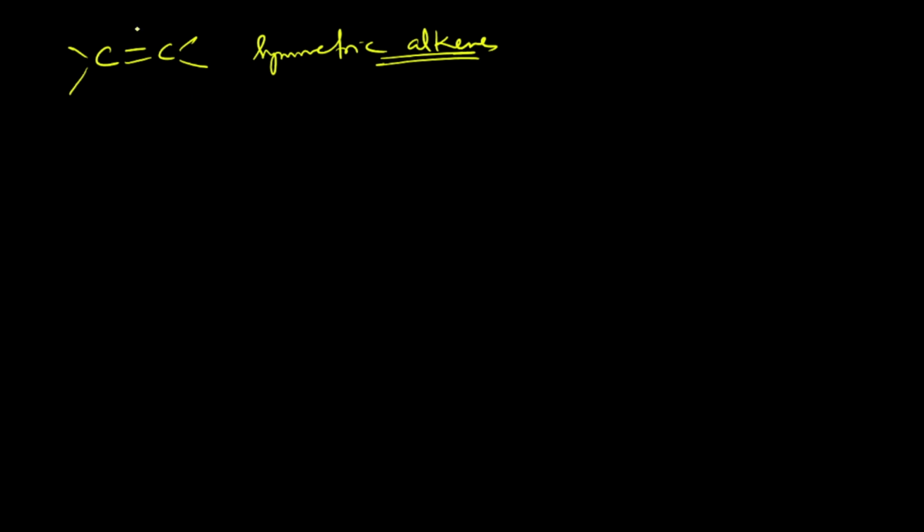See, if I pass a plane over here, both the sides are the same, right? Suppose I am putting over here hydrogen, hydrogen, hydrogen, hydrogen. See, both the sides are the same. So it will be symmetric. Symmetric means both the sides of this plane will be the same. So it is a symmetric alkene.